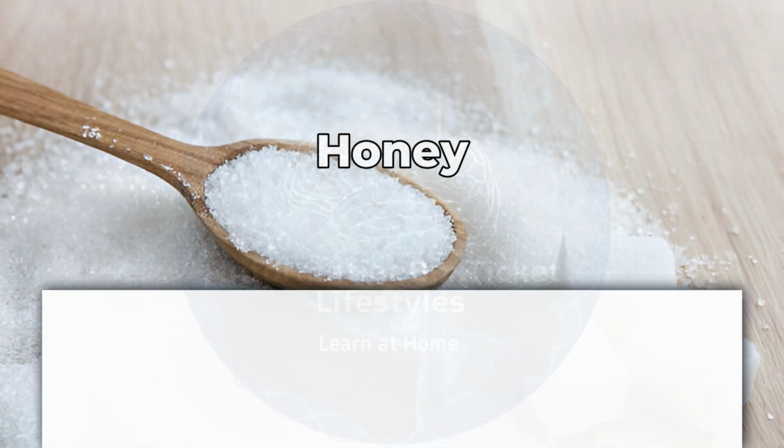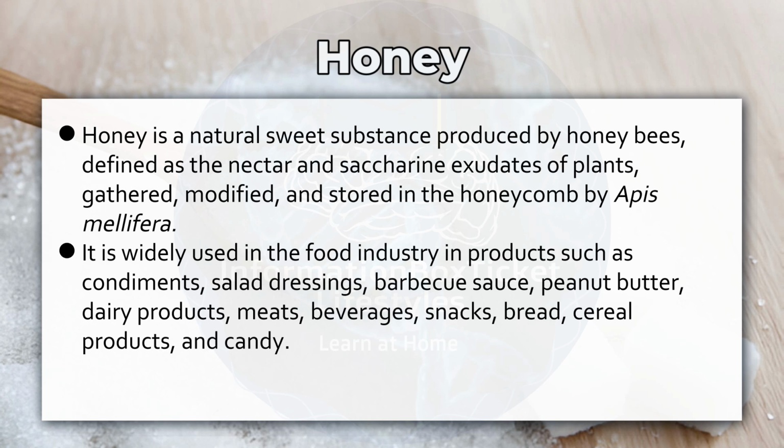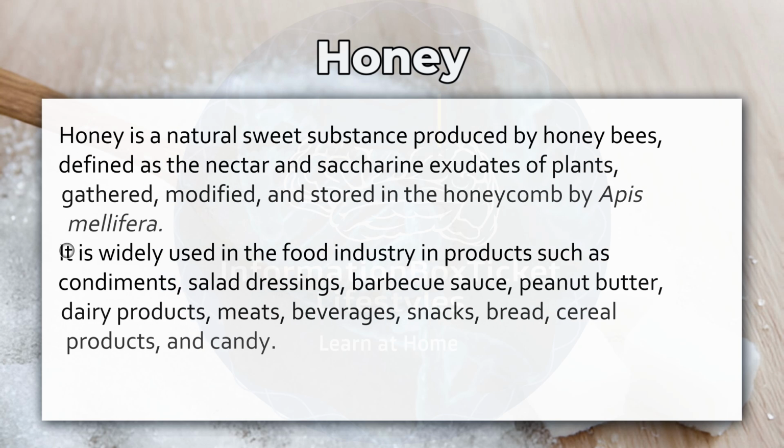Honey. Honey is a natural sweet substance produced by honeybees, defined as the nectar and saccharine exudates of plants, gathered, modified, and stored in the honeycomb by Apis mellifera. It is widely used in the food industry in products such as condiments, salad dressings, barbecue sauce, peanut butter, dairy products, meats, beverages, snacks, bread, cereal products, and candy.